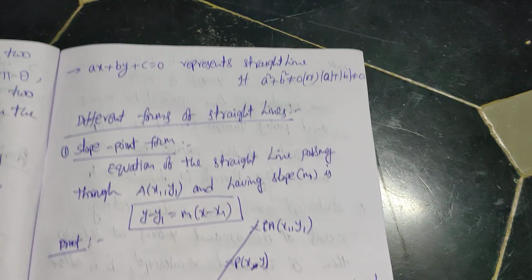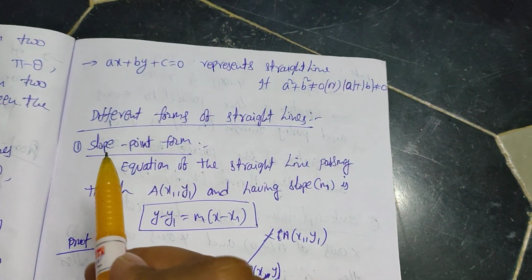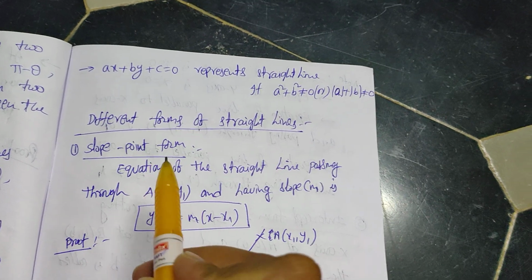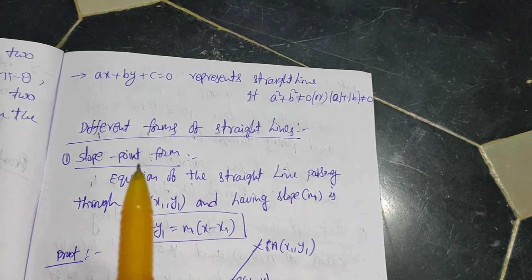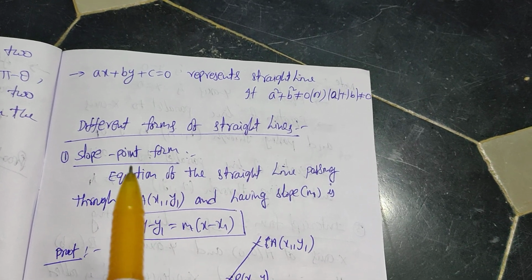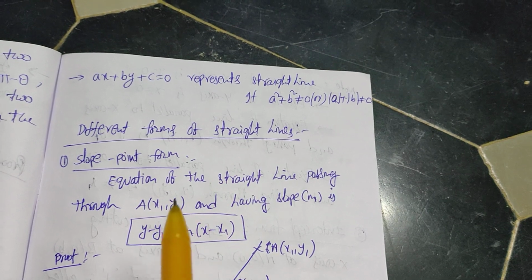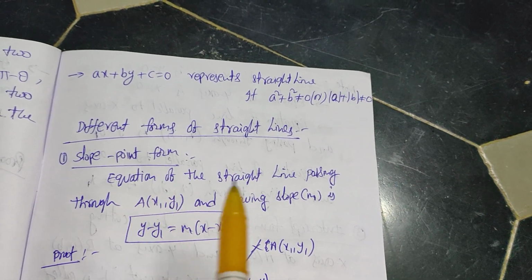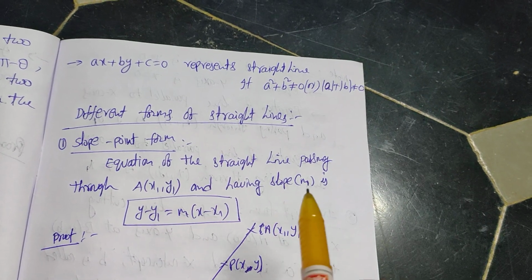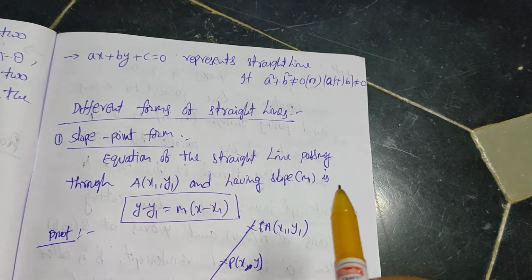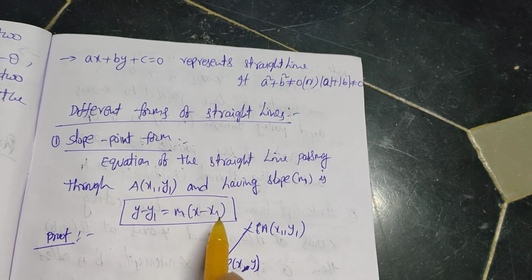Okay. Next one, different forms of a straight line. Slope point form. Slope point form means if you know the slope of that line and that line is passing through any point, then we can find the straight line in this form. That is, the equation of the straight line passing through A(x1, y1) and having slope, generally denoted with a small m, is y minus y1 is equal to m of x minus x1.